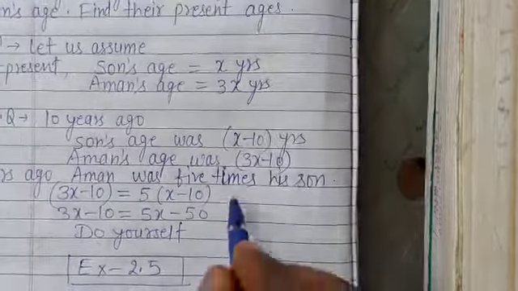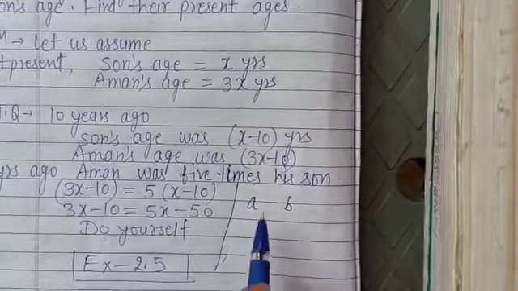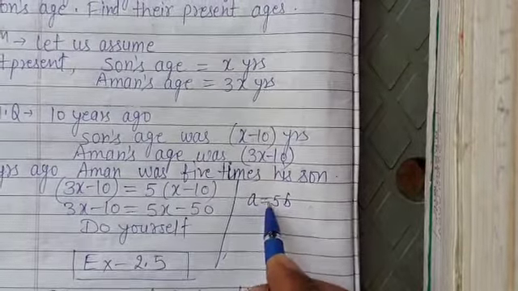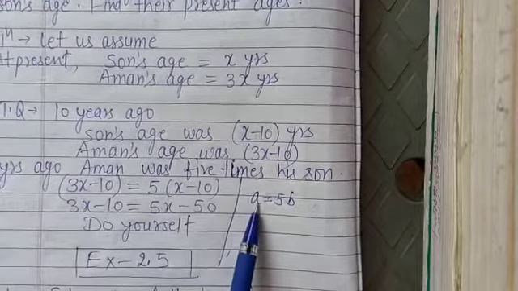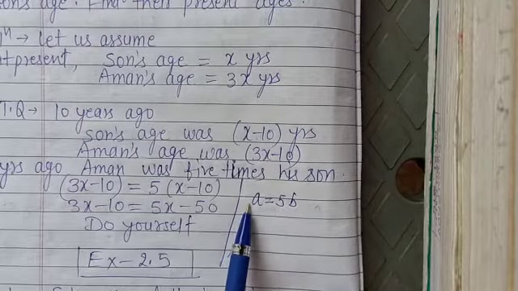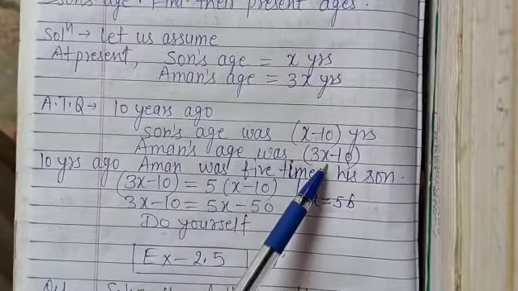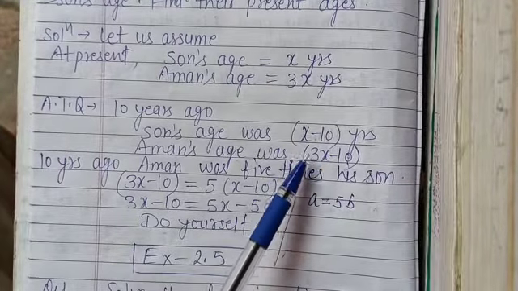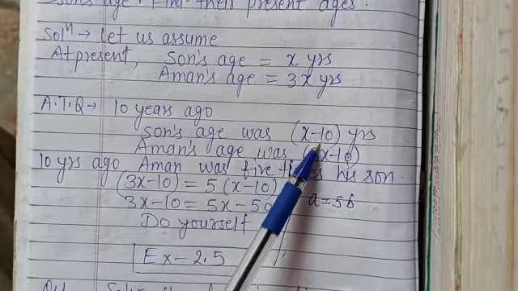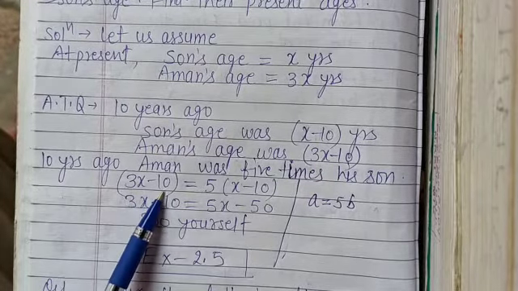What I told you, if I say A is 5 times of B, then we will multiply B by 5, then they will become equal. If B is 5 times, then we will multiply A by 5. Okay, so here 3x minus 10, this is the age of Aman before 10 years, and this was the age of his son 10 years ago. So now 3x minus 10 was 5 times.